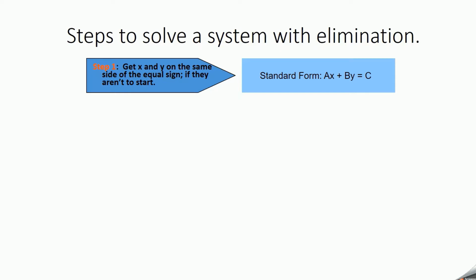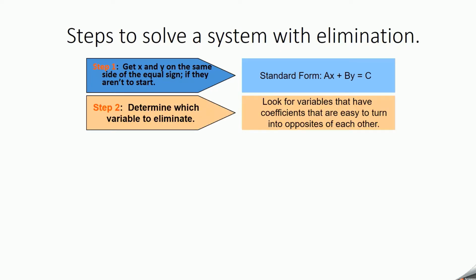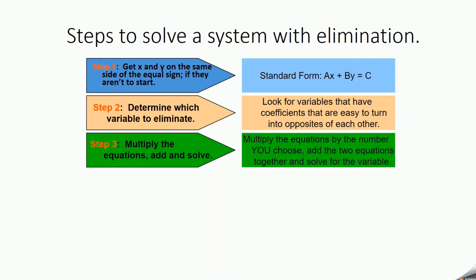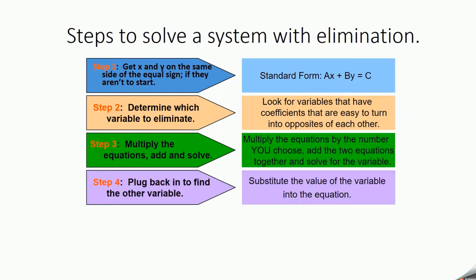be as kind. Step 2, you need to determine which variable you want to eliminate. If there's an x and a y by itself, that's probably the one you want to concentrate on. Today's lesson, they're not going to be as obvious. We're going to have to figure out which variable we want to eliminate. Once you figure it out, you need to multiply the equation, add the two equations together, and solve for the other variable. Step 4, you're going to plug the variable back in to find the other.